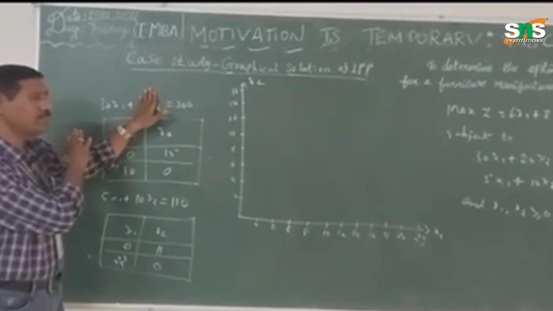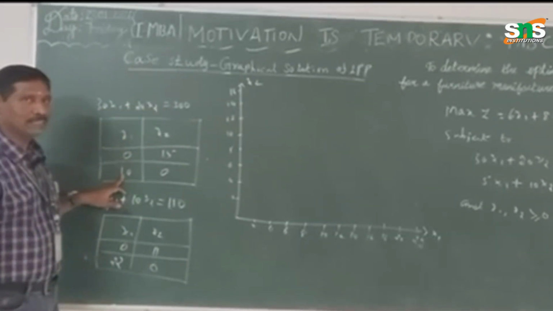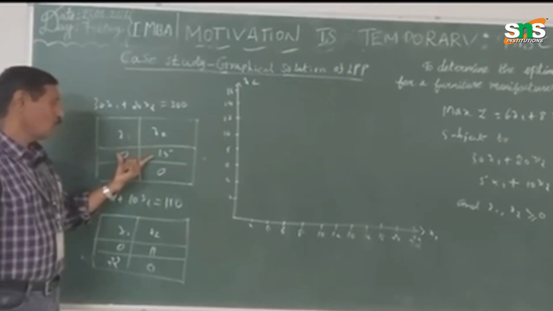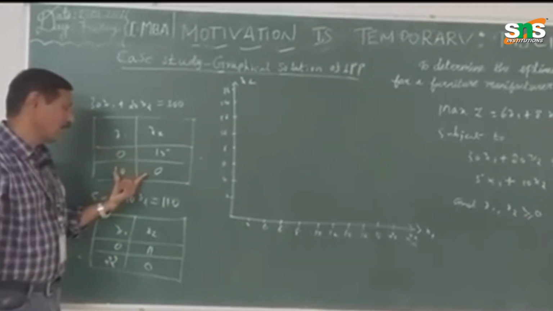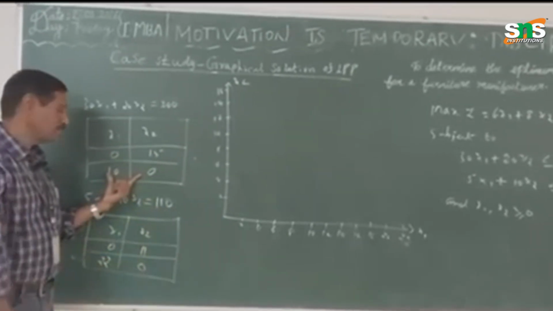If x2 is 0, 30 x1 is equal to 300. Therefore x1 is equal to 300 by 30. It becomes 10. So if x is 0, y value, that is x2 value, is 15. If x is 10, y value is 0, that is x2 value 0.